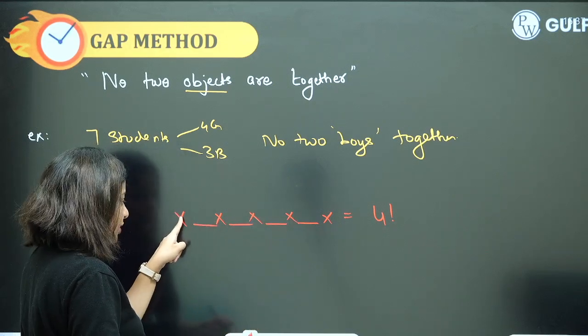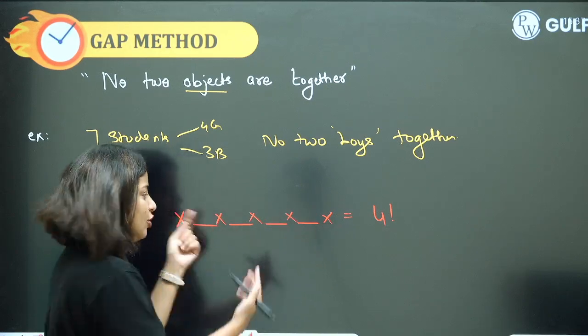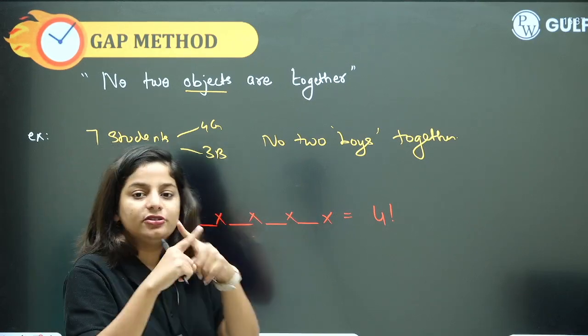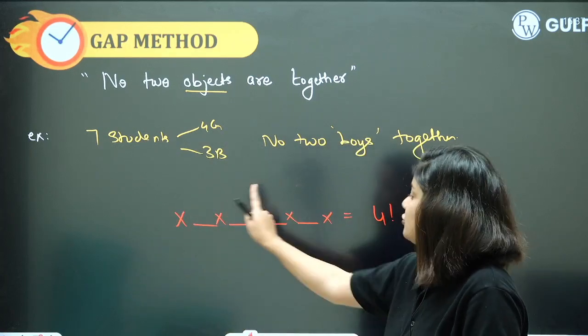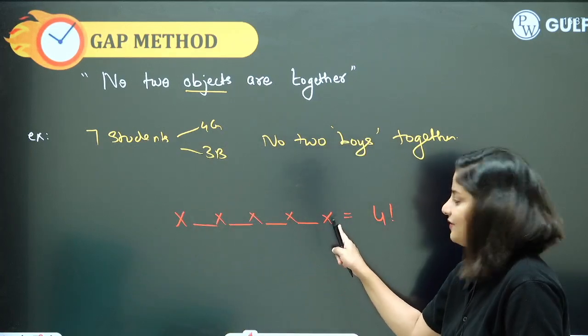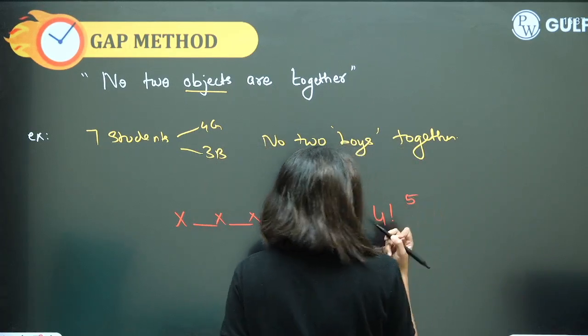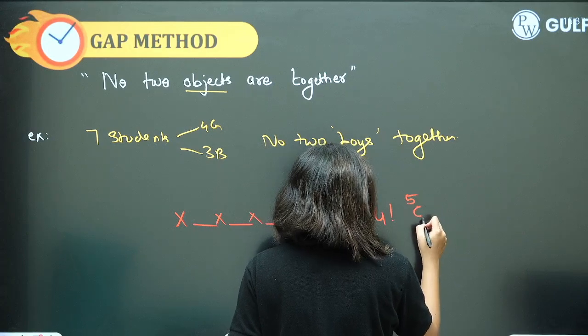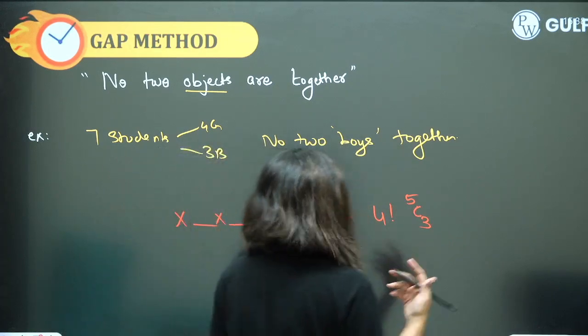See, a boy can sit here, or here, or here, or here, or here. This will ensure that the 2 boys are never together if I place the boys in these positions. So how many spaces? 1, 2, 3, 4, 5. 5 spaces, but there are only 3 boys. So out of 5, we have to select 3 places for my 3 boys, and the boys will also arrange.